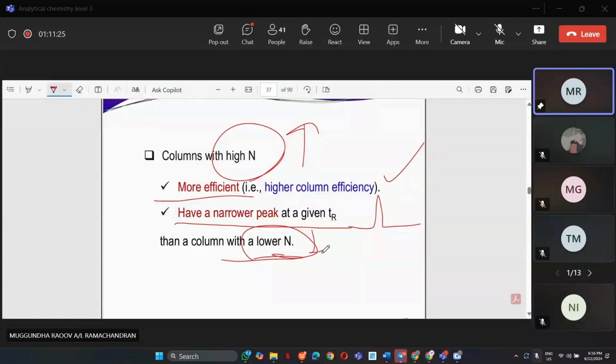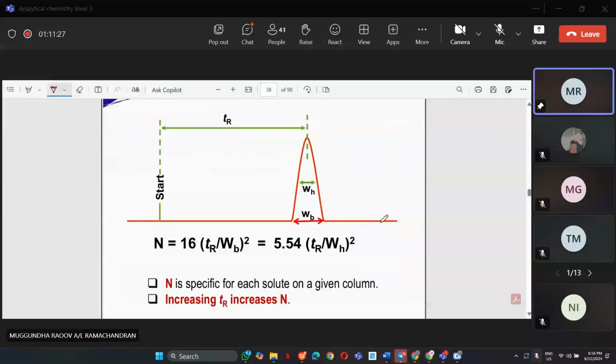Okay, so this is N, and there is a formula to calculate N. N is equal to 16 (tR over Wb) squared. So tR is your retention time, and Wb is your peak width. Wh is the half peak width, but usually we don't use Wh, we use Wb, the peak width to the power of 2.